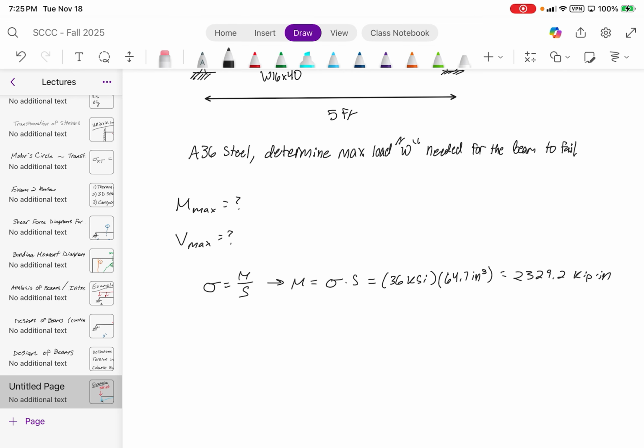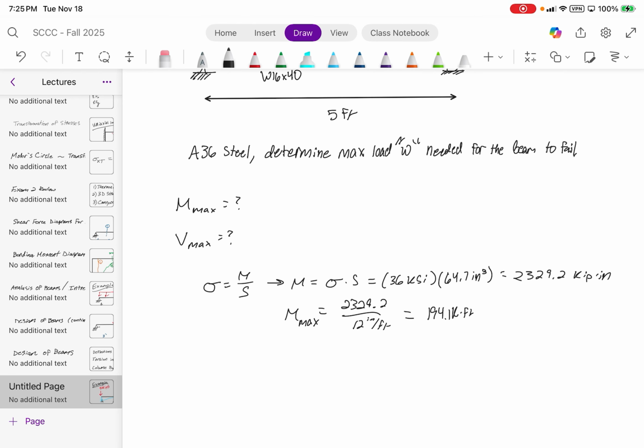We can convert this to kip-feet by doing what? Divided by 12. So, taking 2,329.2 divided by 12 inches per foot, what do we get for kip-feet? 194. 194 exactly? 0.1. 194.1 kip-feet. And this is fortunately our M max.